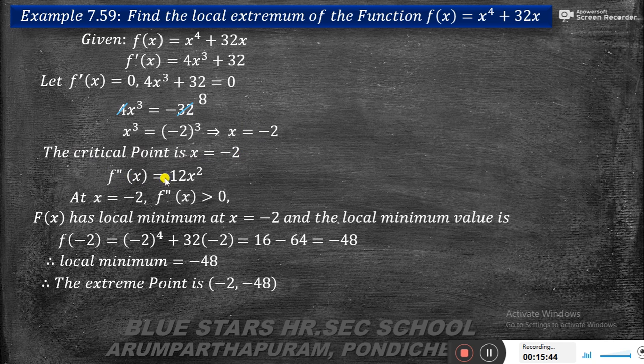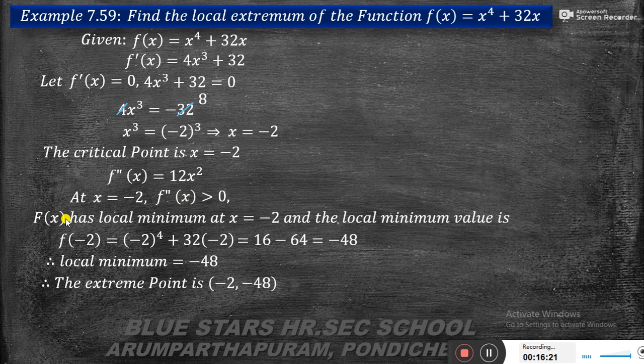Now I calculate f''(x) = 12x². At x = -2, since I already found the x value is -2, I substitute it in f''(x): 12 times (-2)² = 12 × 4 = 48. So f''(-2) = 48. I got a positive sign in the answer, therefore f''(x) is greater than 0.